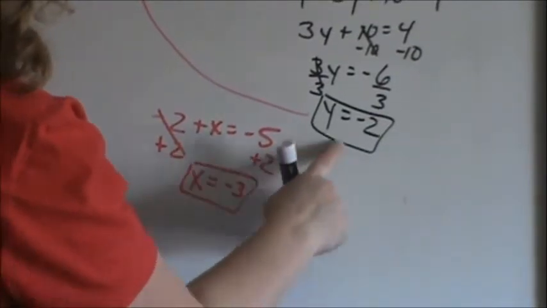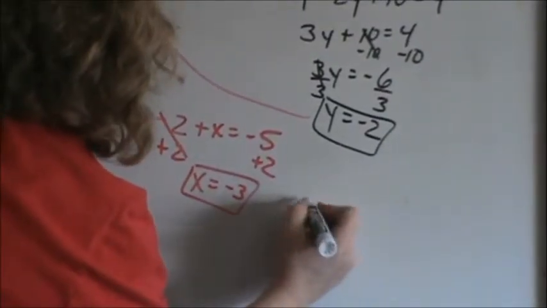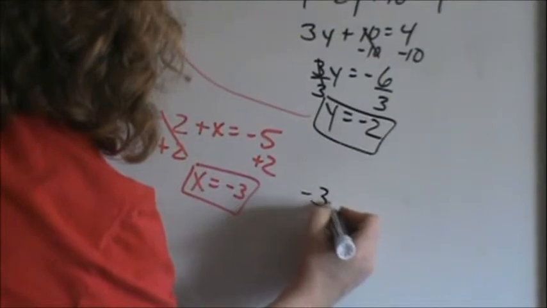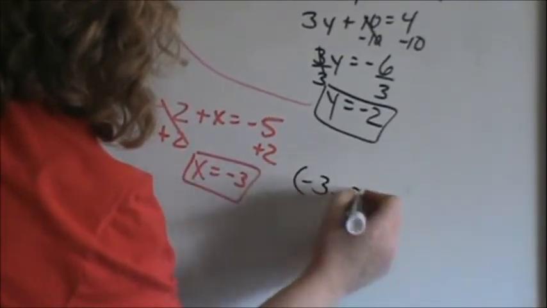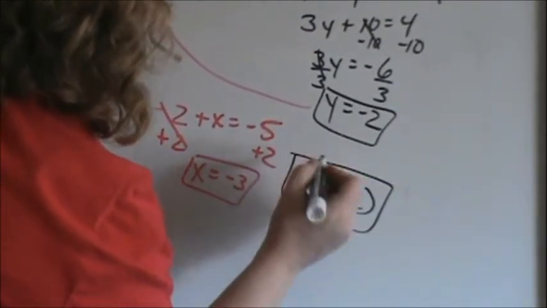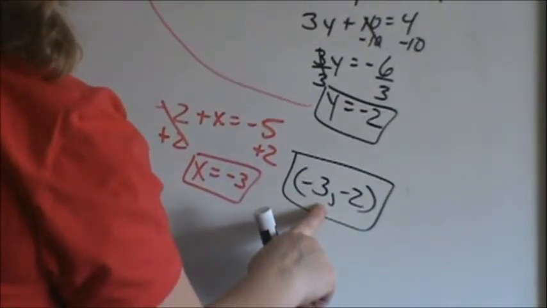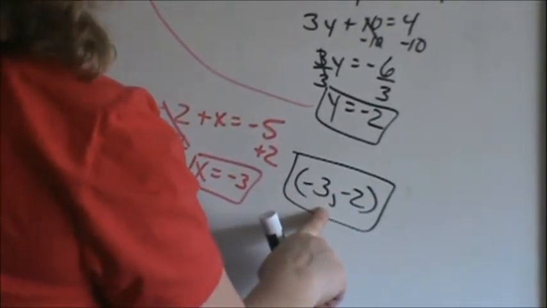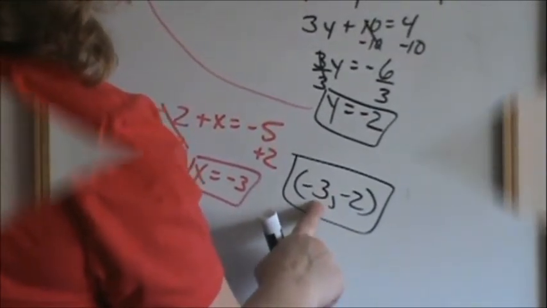So I have now found a coordinate. I can also write it as an ordered pair as a coordinate, negative 3, negative 2. That will be the point on the graph. If you graph both of those original equations, they would intersect at this point.